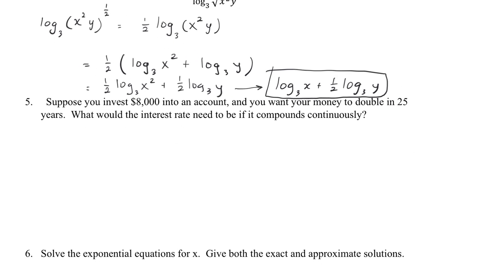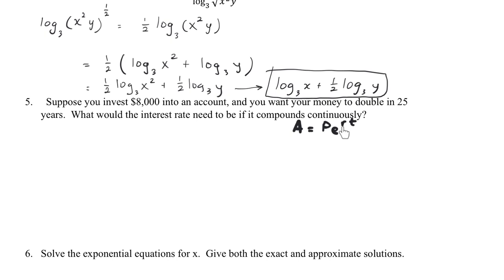Okay, question number 5. We are going to invest $8,000. We want it to double. What would the interest rate need to be if it compounds continuously? So this is an important phrase right here, compound continuously. That means we're going to use that finance formula, where this is the future amount, this is the principal investment, interest rate is R, time is T. And I said, what would the interest rate need to be?